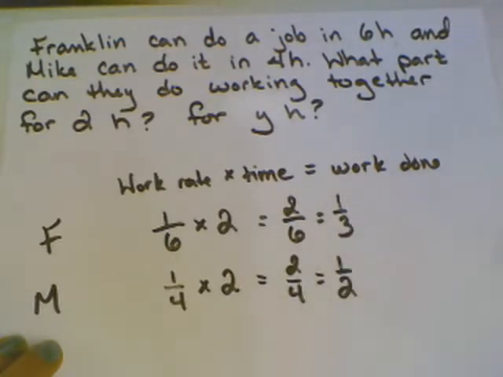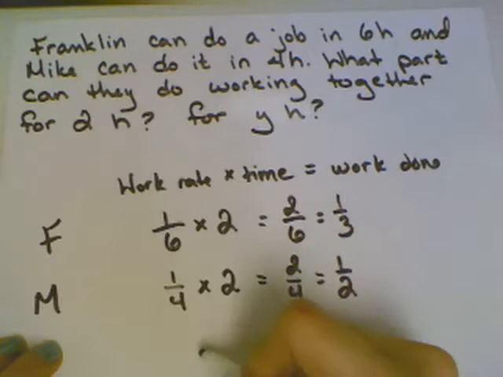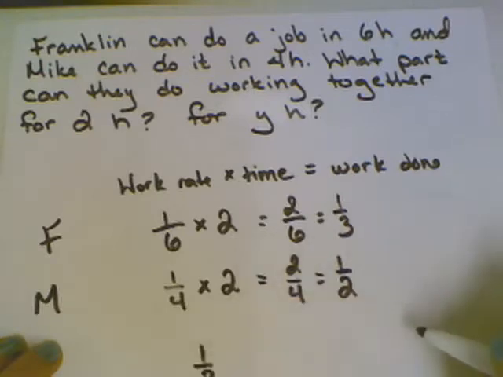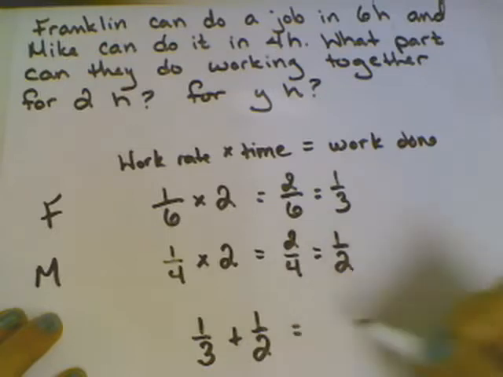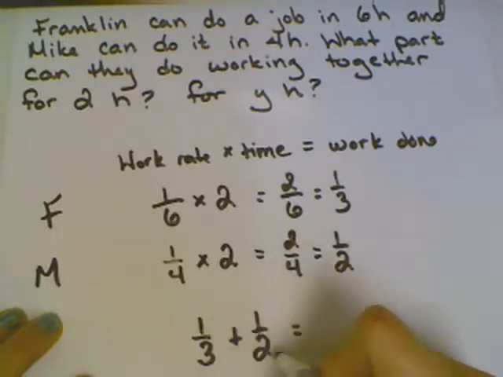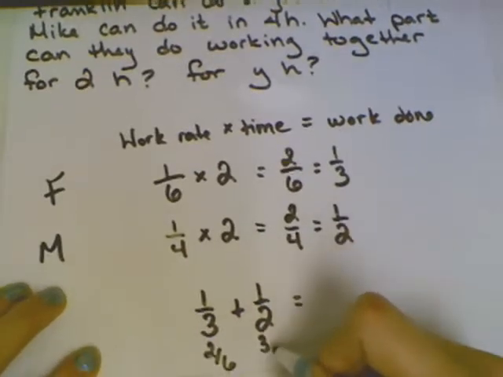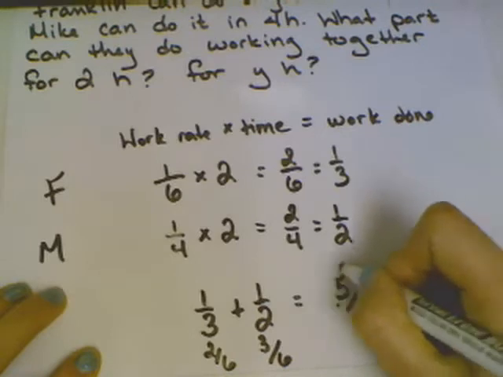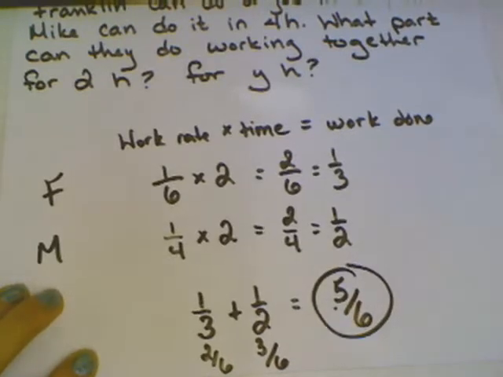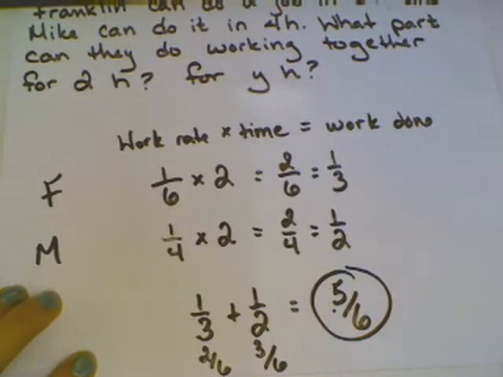or 1/2. Now because they're working together, I can add the work that Franklin got done plus the work that Mike got done. 1/3 plus 1/2, if I get common denominators, this will be 2/6 plus 3/6, so my answer is 5/6. Working together for 2 hours, they will have 5/6 of the work done.